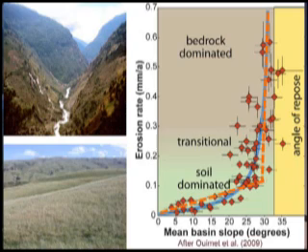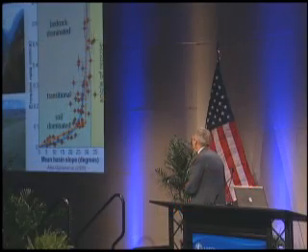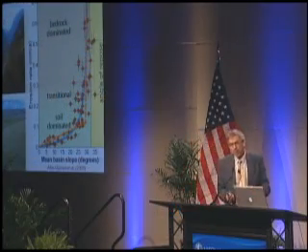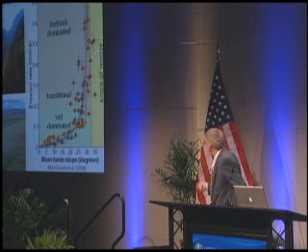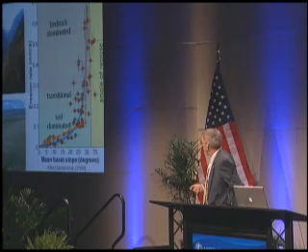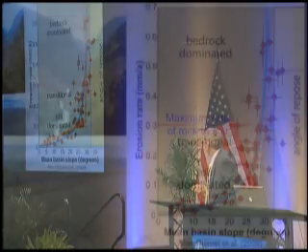And where rates are slow, up to 1 or 2 or 3 millimeters a year, there's a relatively planar relationship between the erosion rate and the slope of the basin. But once we get up to a couple millimeters or so, the erosion rates are pretty much independent of the slope. The slopes are close to 35 degrees or so, as we saw in the previous slides.